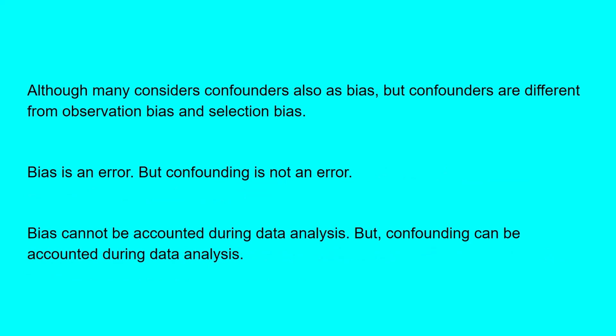Although many consider confounder also to be bias, confounders are different from observation bias and selection bias. Bias is an error, but confounding is not an error. Bias cannot be accounted for during data analysis, but confounding can be accounted for during data analysis.